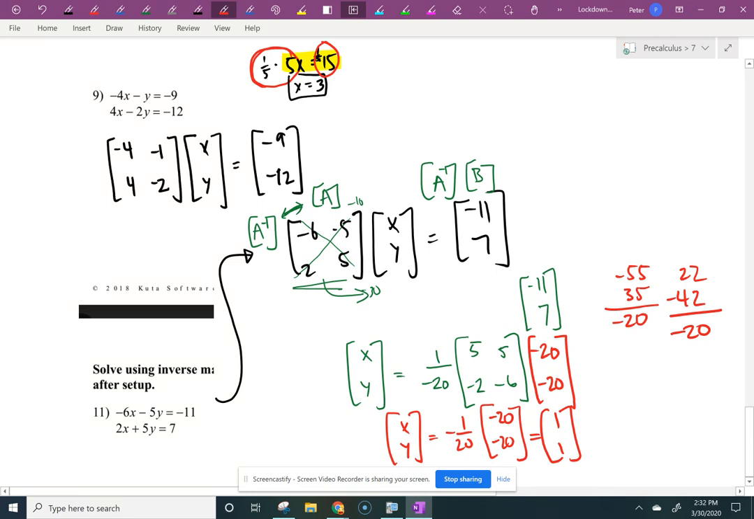Now guess what? I could do this on a calculator too, and I'll show you that in like a minute.